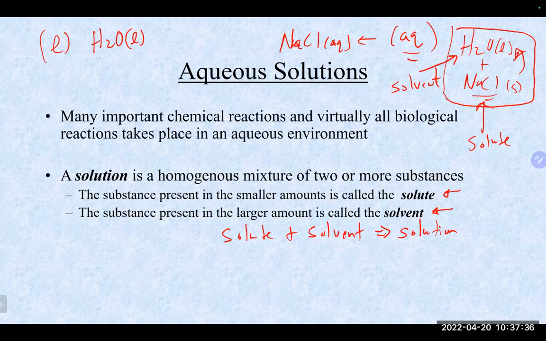The easy way to always identify, if you have a solution, what the solute is, is the name of the solution. So if you have a sodium chloride solution, the solute is sodium chloride. If you have a potassium nitrate solution, potassium nitrate is the solute. So the name of the solution is always going to be the solute. That's an easy way to determine what it would be.